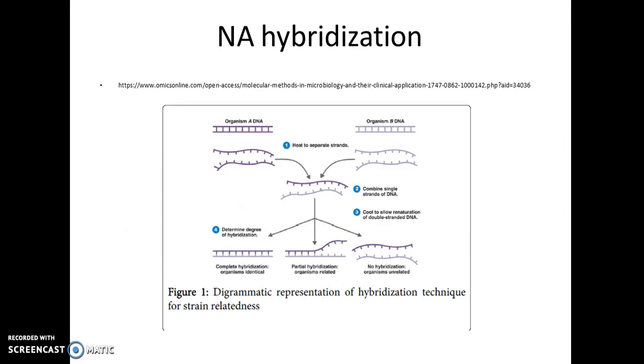This is a picture of nucleic acid hybridization. Where they don't bind, they are not similar. Where they do bind, they are similar. Sometimes if they don't bind at all, well, then they are not similar at all.